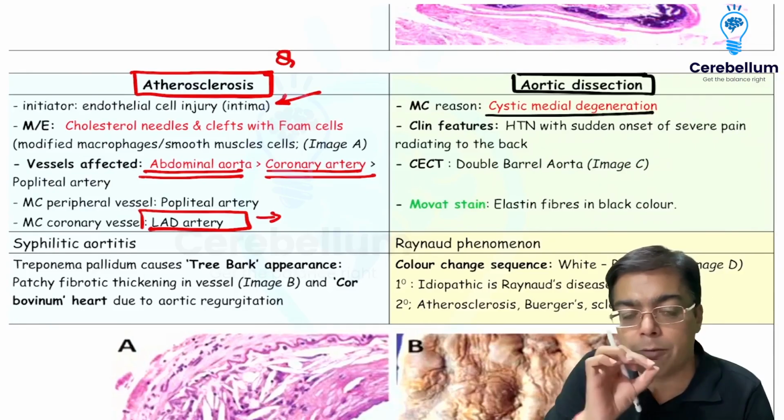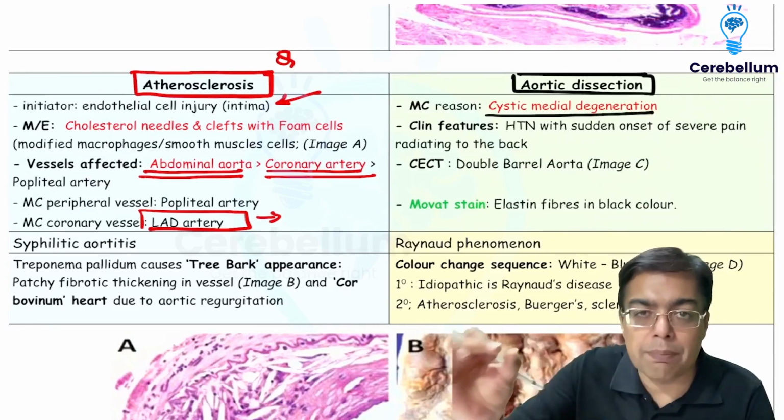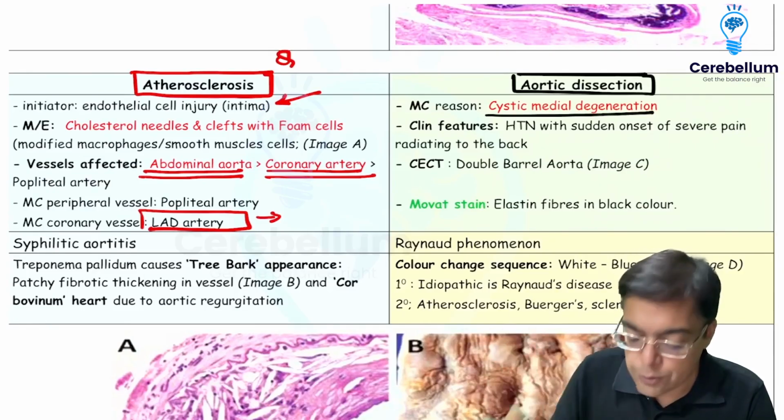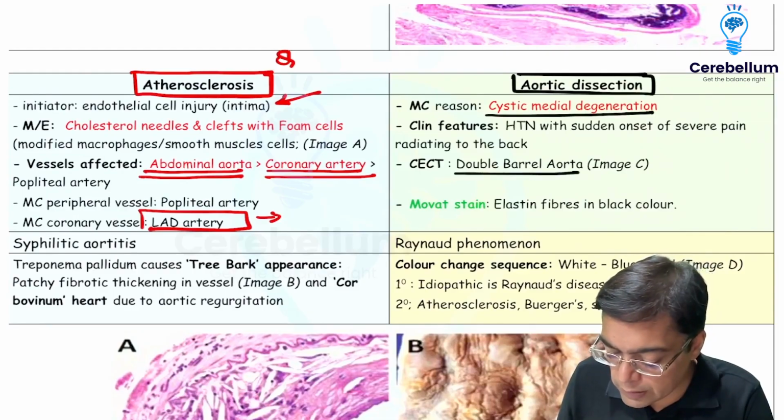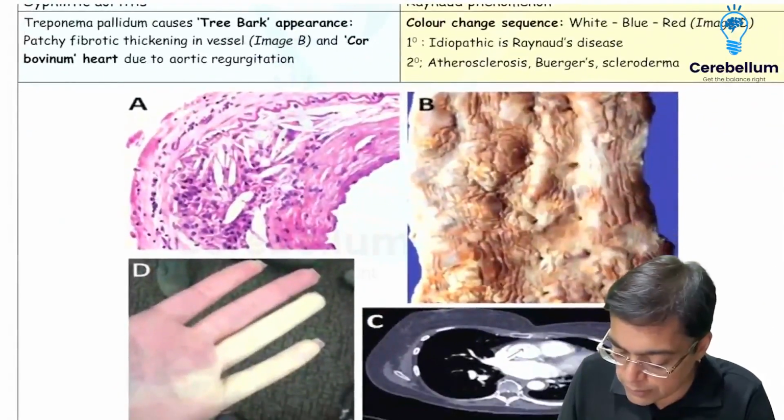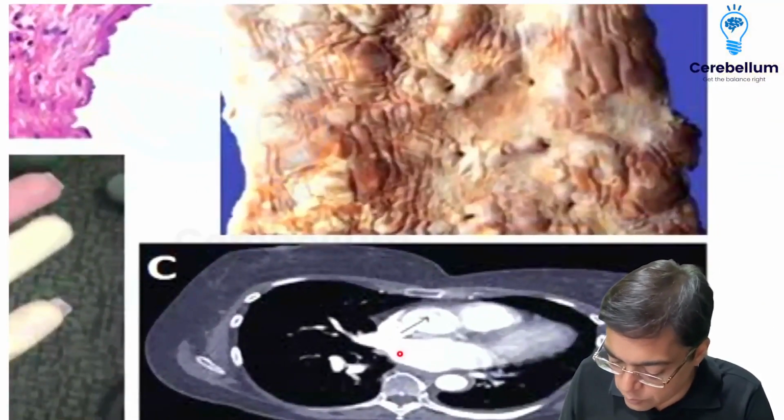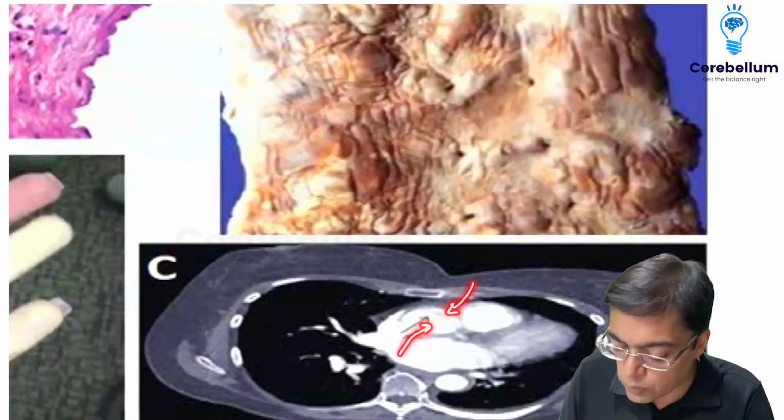Why that happens is blood flows in the lumen, blood also finds a path in the vessel wall. So that is going to be associated with the finding of a double barrel aorta. Double barrel aorta, that's what we need to remember in these patients. It is what is going to be seen in patients having aortic dissection.